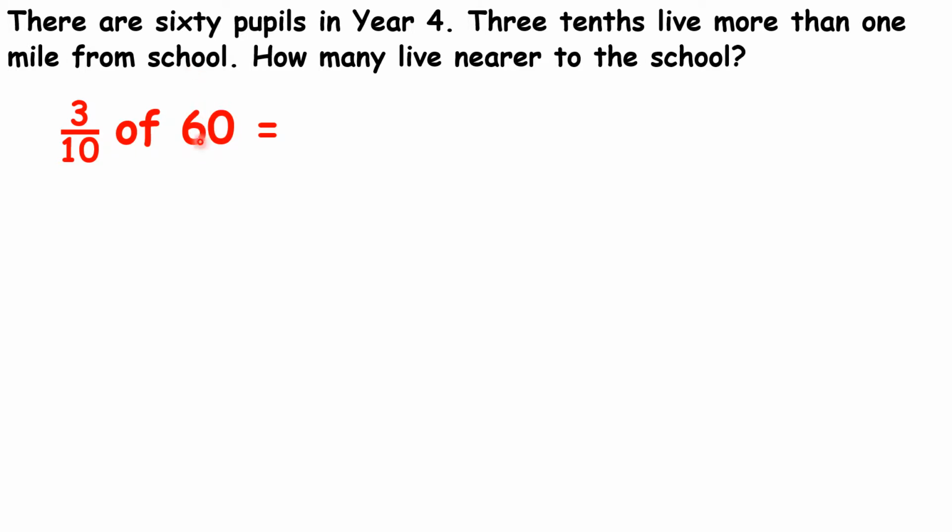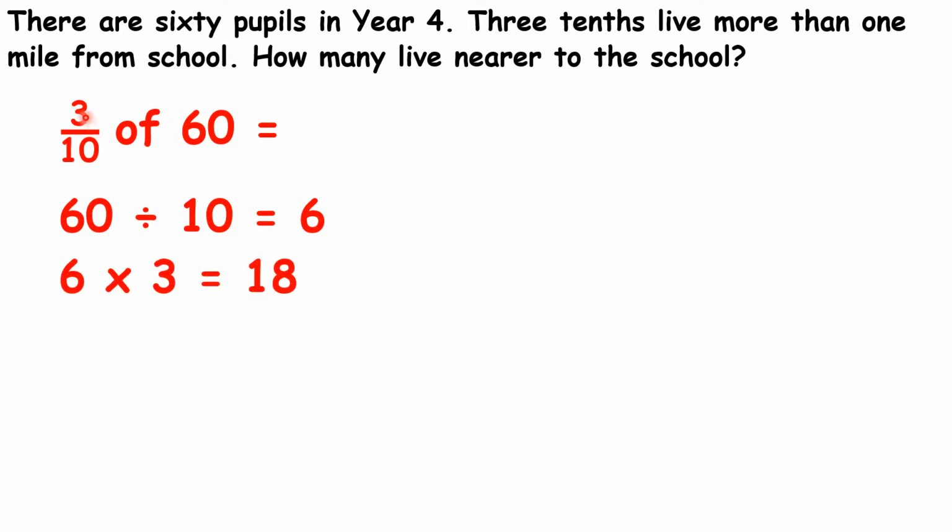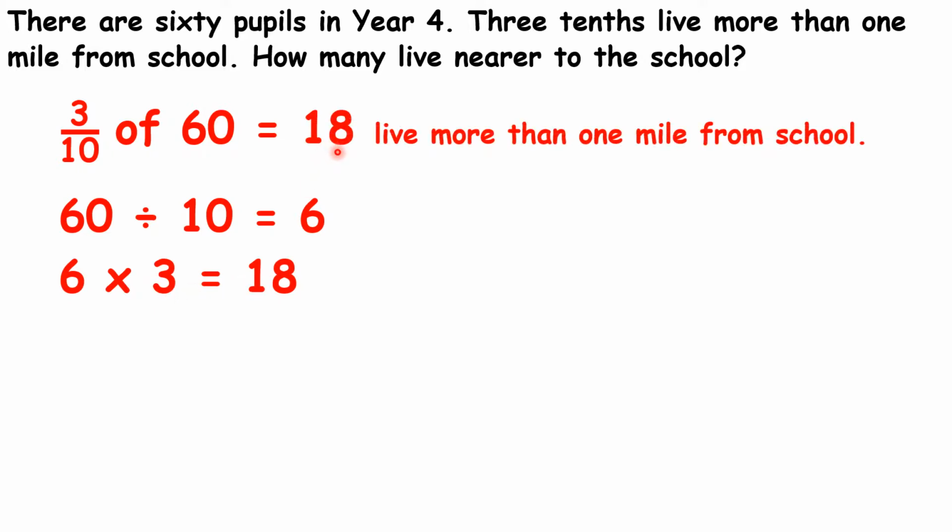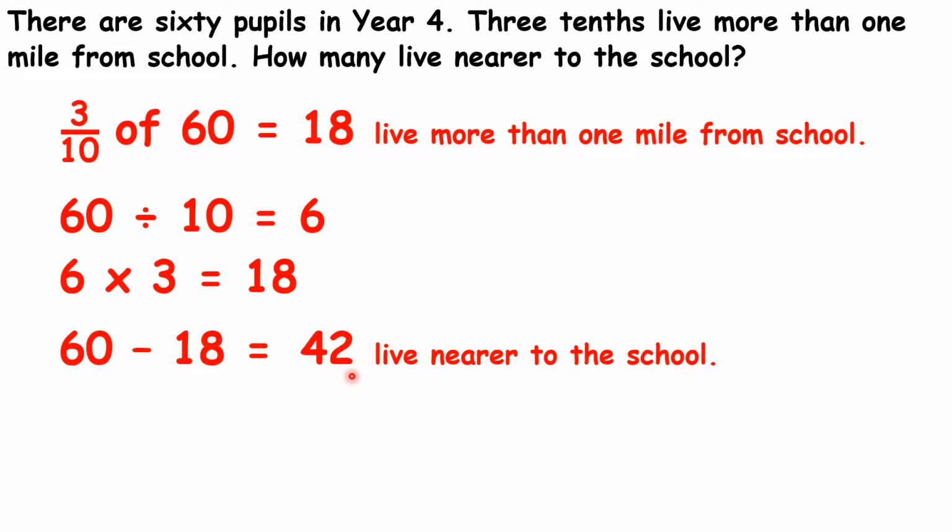So to find a fraction of a number, we divide by the denominator, which gives us 6. Then we multiply that by the numerator, so 3/10ths of 60 is 18. Now, if we take the 18 children who live more than 1 mile from school away from the total number of pupils in Year 4, we can work out that 42 pupils live nearer to the school.